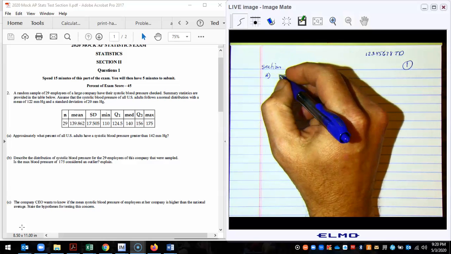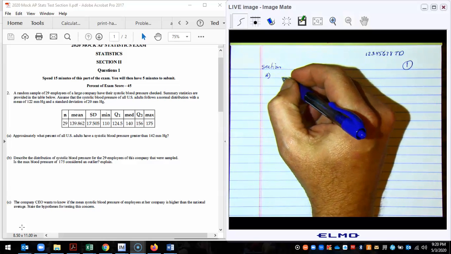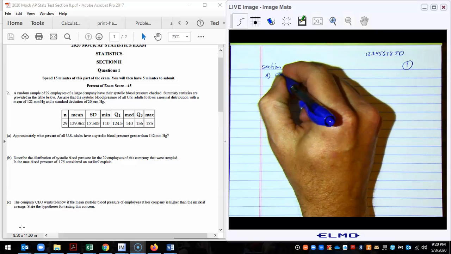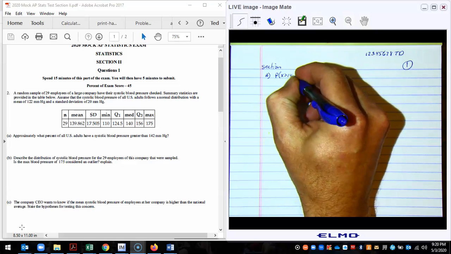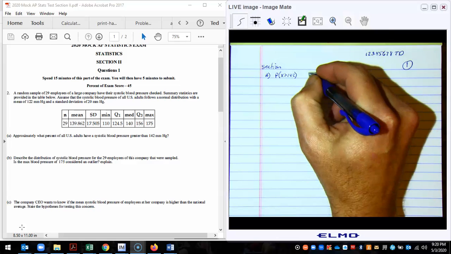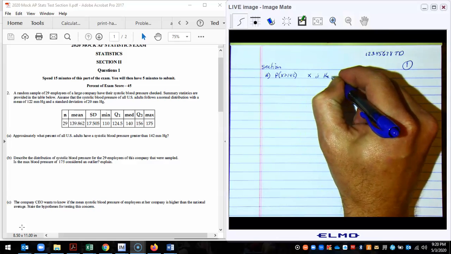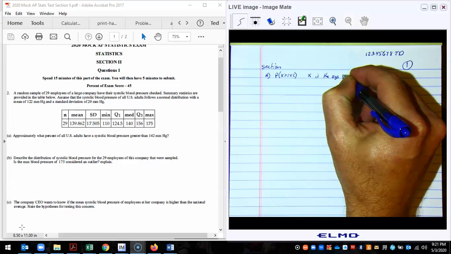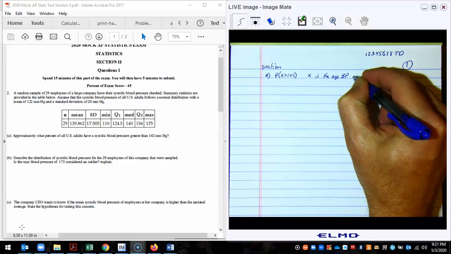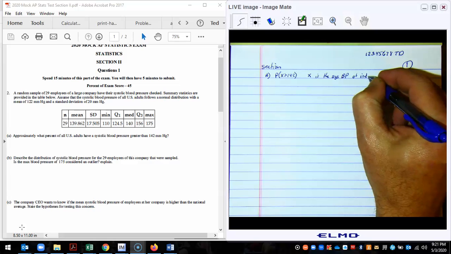Now, again, in class I always made you write the probability statement in there. So this is the likelihood that x is greater than 142. We just introduced that variable x, so that means that x is the systolic blood pressure of individuals at the company.